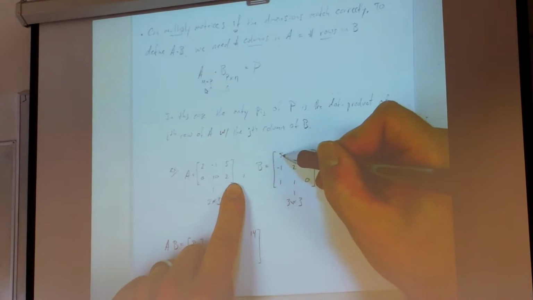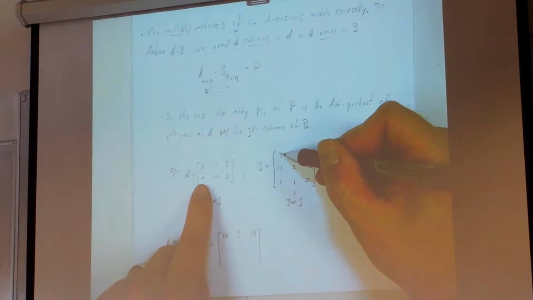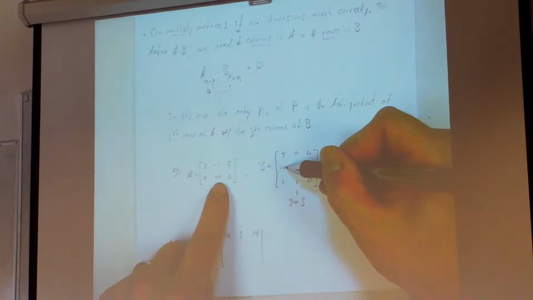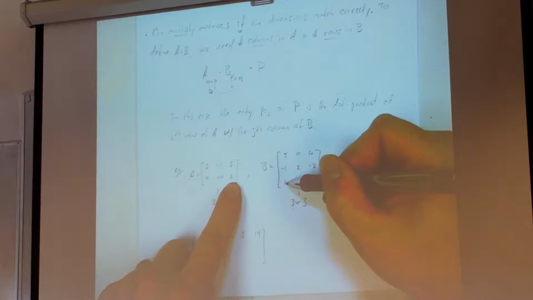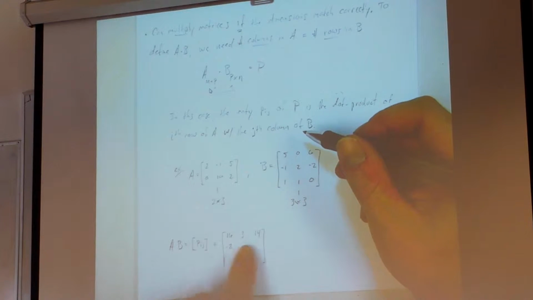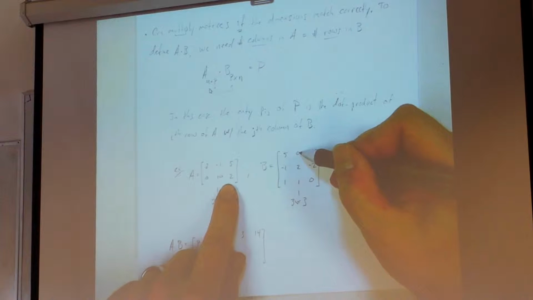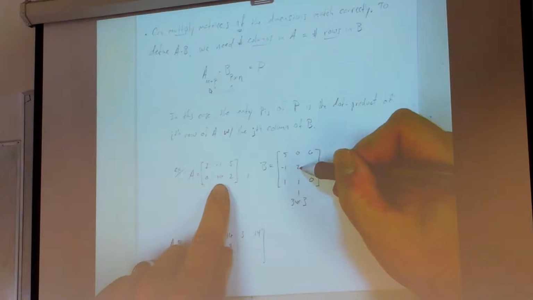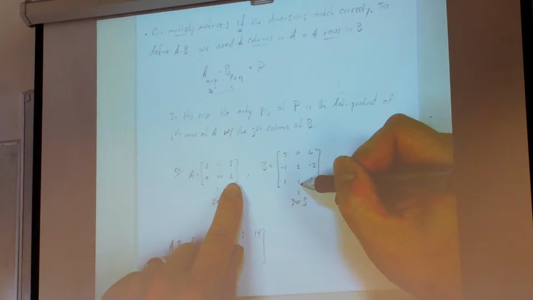Row 2 dotted with column 1. So 0, negative 10, plus 2. Negative 8. All right. Row 2, column 2 comes from row 2 dotted with column 2. 0, 20, plus 2, so that's 22.